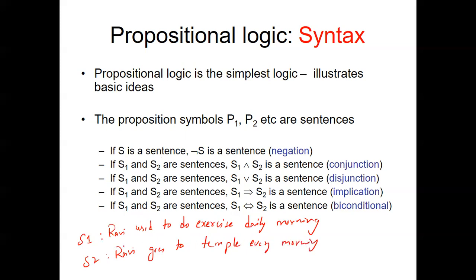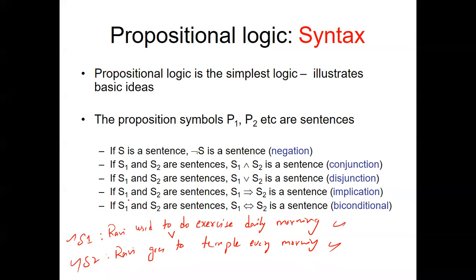Say there are two sentences. Sentence 1 says that Ravi used to do exercise daily morning. Sentence 2 says that Ravi goes to temple every morning. Now these two can be connected using or. Ravi used to do exercise daily morning, or Ravi goes to temple every morning. So if you have two different sentences, then they can be connected using or.